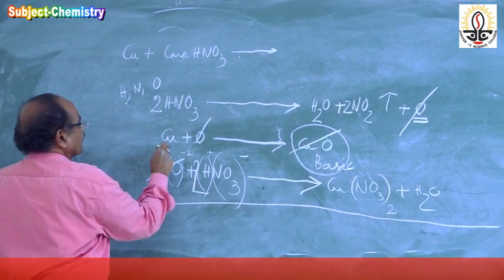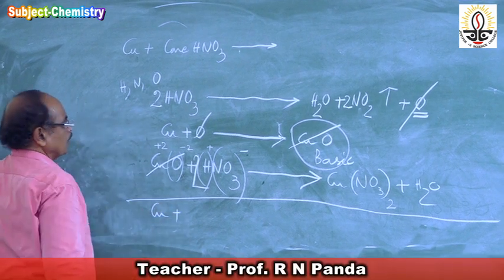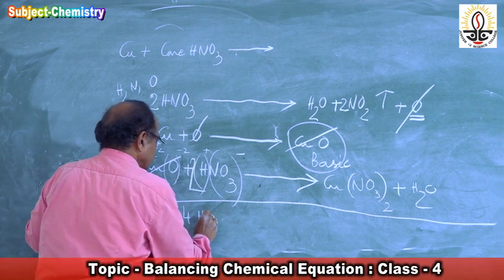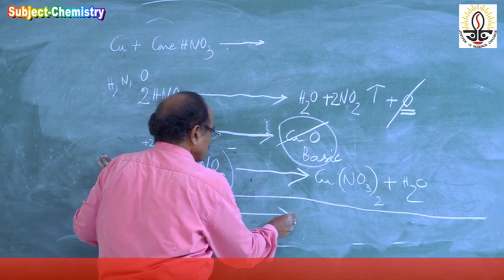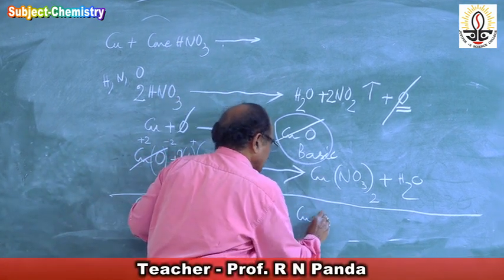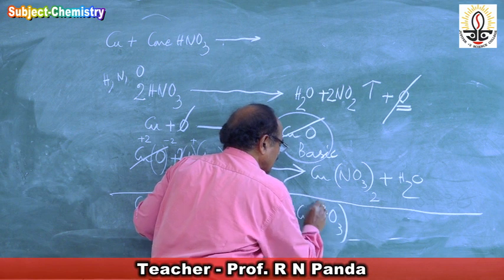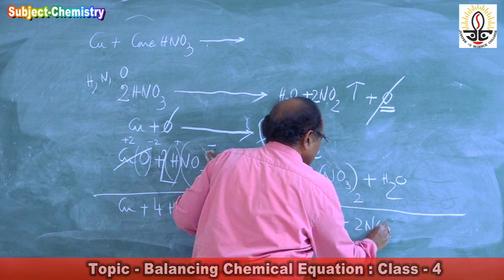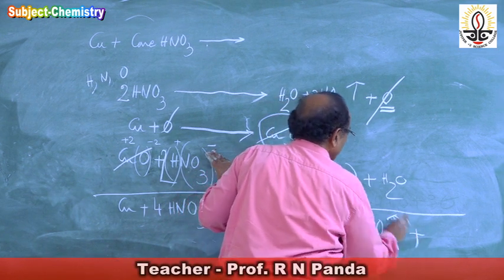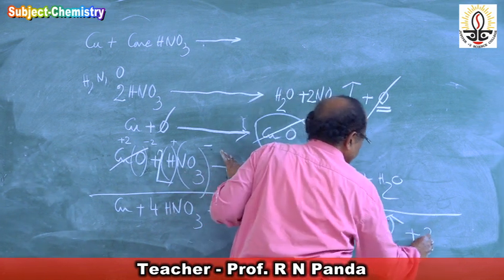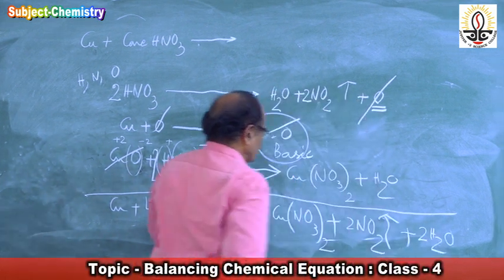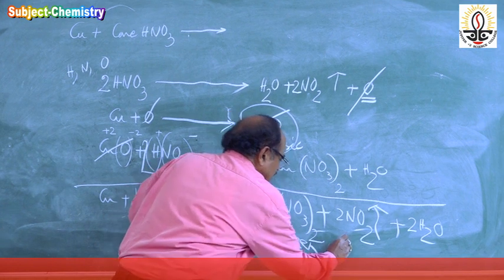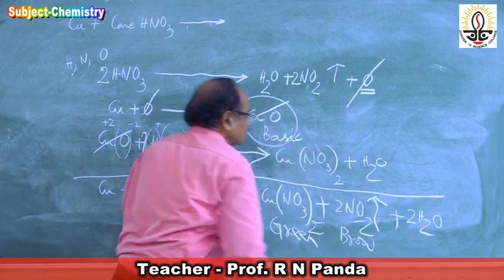Then what happened? Copper plus 2HNO3. How many HNO3? 4 HNO3 reacting to form cupric nitrate, that green solution, plus nitrogen dioxide, brown gas, and 2 water. So this is the reaction. So you got this green solution. This cupric nitrate is a green solution, and this nitrogen dioxide is a brown gas.